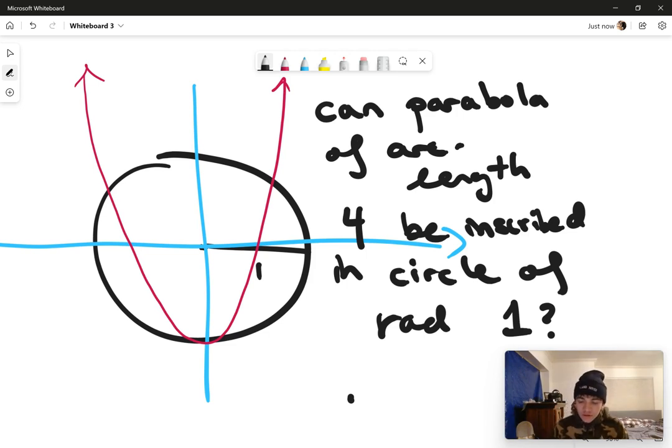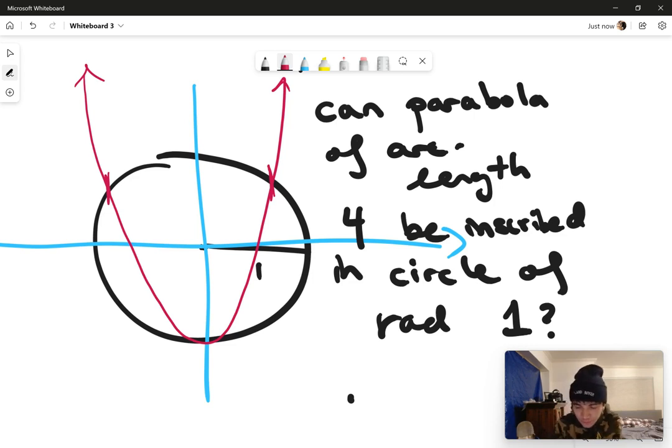Solving this problem, the first thing that comes to mind is we need to use the arc length of the parabola, determine an arc length integral to calculate based on the points of intersection between the circle and the parabola. Let's integrate and find the arc length of the parabola and set it equal to 4, or less than 4.